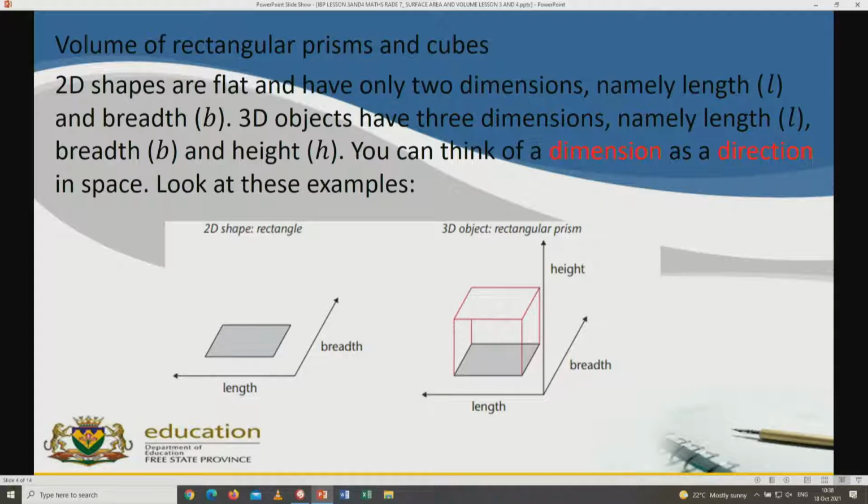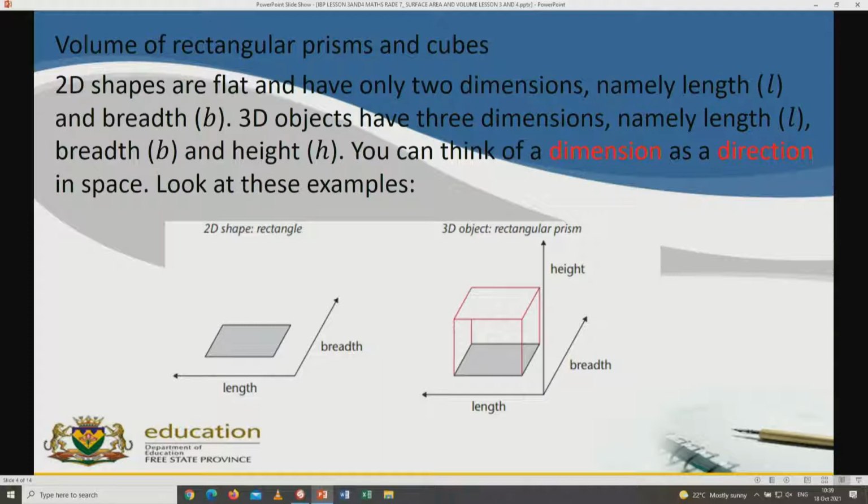Now look at these two examples. The first one on the left is a 2D shape, a rectangle. In this rectangle, which looks more like a parallelogram, I will have a length and a breadth. And therefore, the 3D object, the rectangular prism, which by the look of an eye looks more like a cube, will have a length, the breadth, and also the height. Very, very important. Therefore, we still need the 2D shapes when we are dealing with the 3D objects.